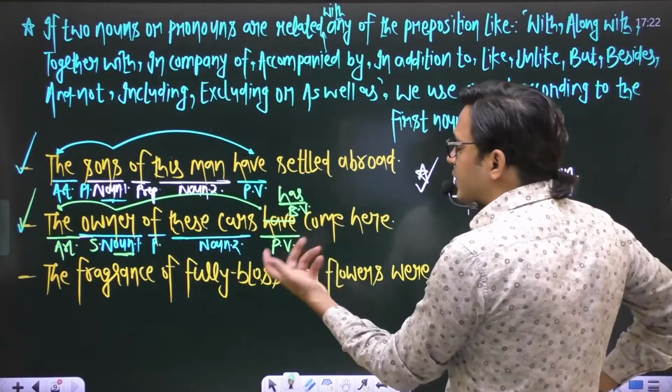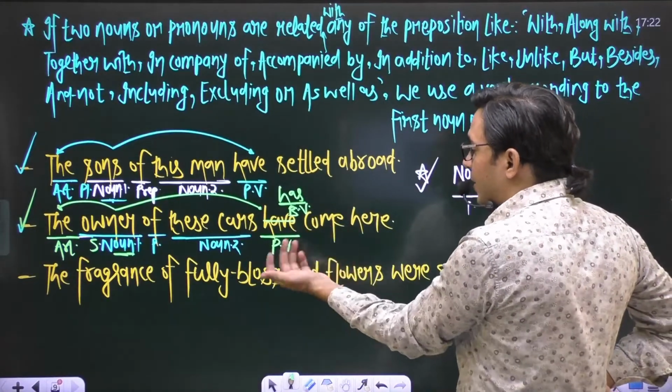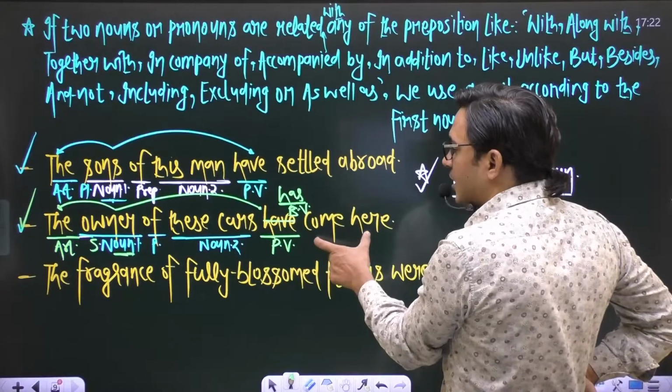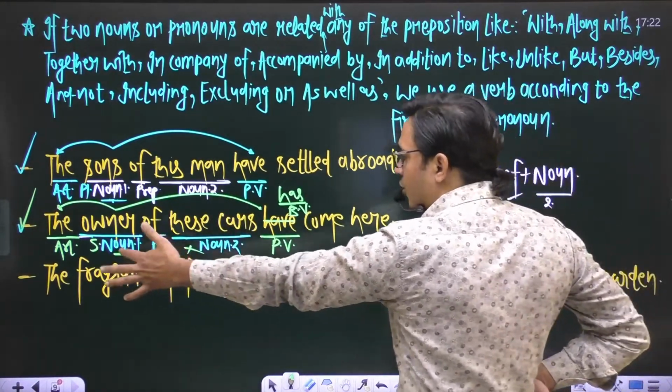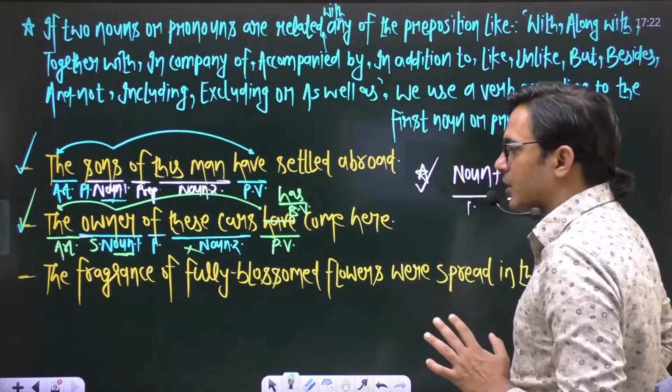What are we talking about? What has come here? Not cars. Cars don't come here; the owner has come here, we are talking about, right?